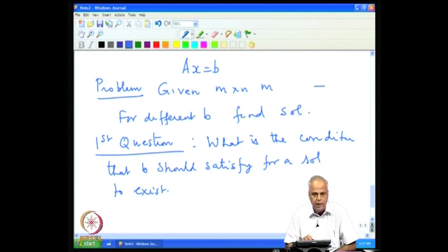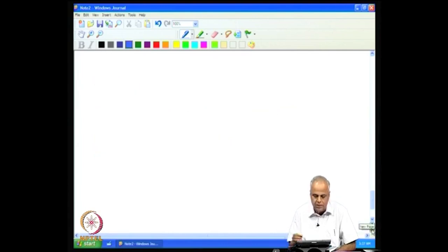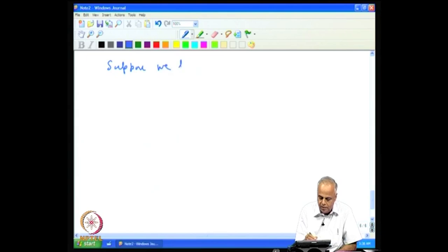Given the system Ax equal to b, that means given the matrix A, for what values of b will we have a solution for the system Ax equal to b, or in other words, what condition should b satisfy in order that the system Ax equal to b has a solution. Now, given the system, the first question that we will ask is what is this criterion for existence? Suppose we have found this, so suppose we have this condition C.